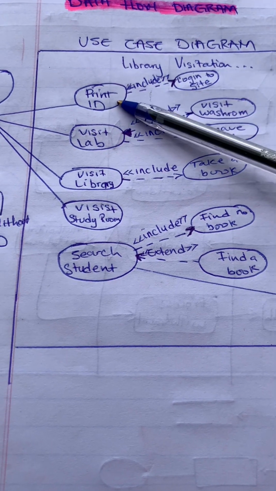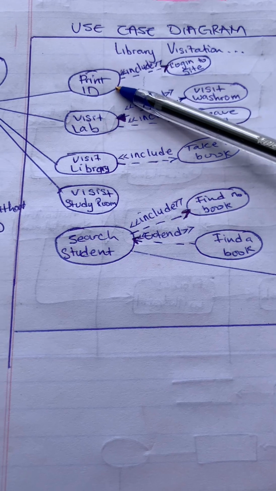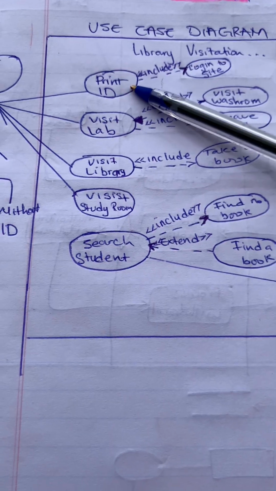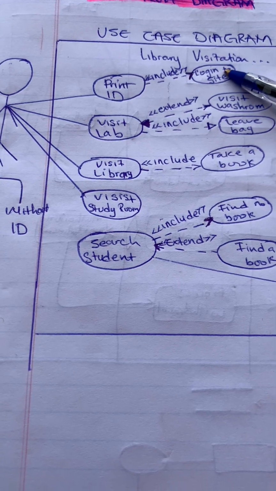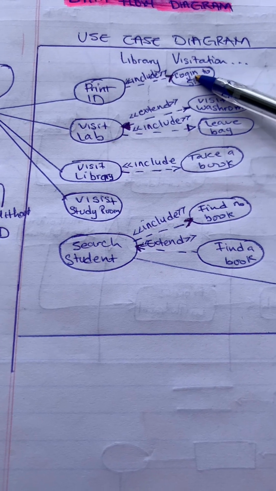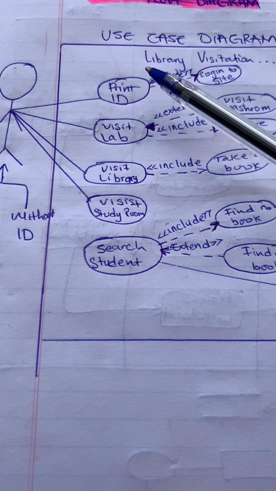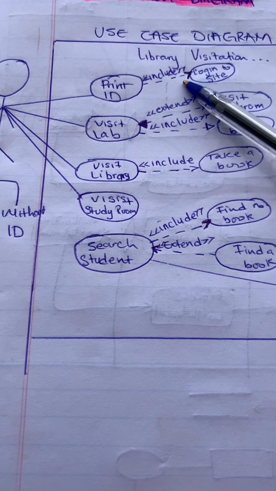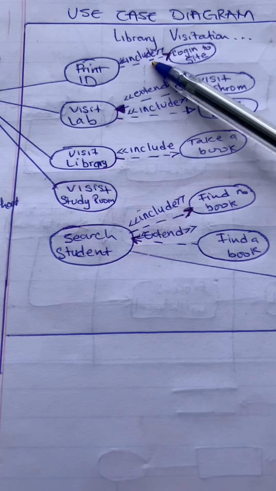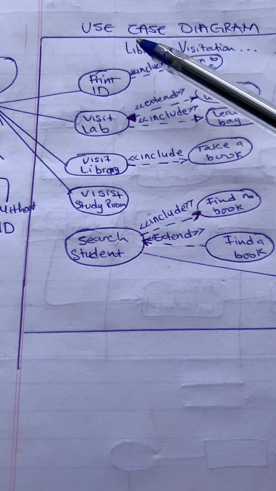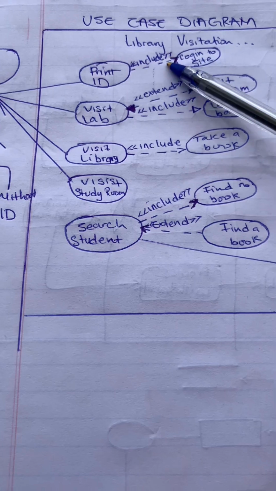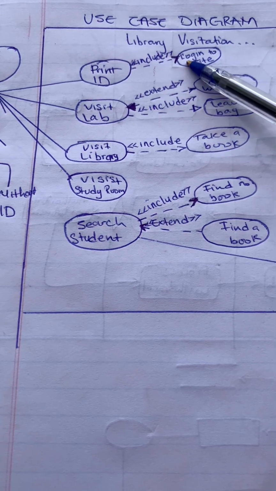When it comes to printing your ID, when you go to the cafe to print your ID, they will definitely request your login, your site's login. So you providing your site's login is included, it is something that is requested. It's not an optional thing. You have to provide your logins so that they'll provide your ID for you. And that becomes an include use case.